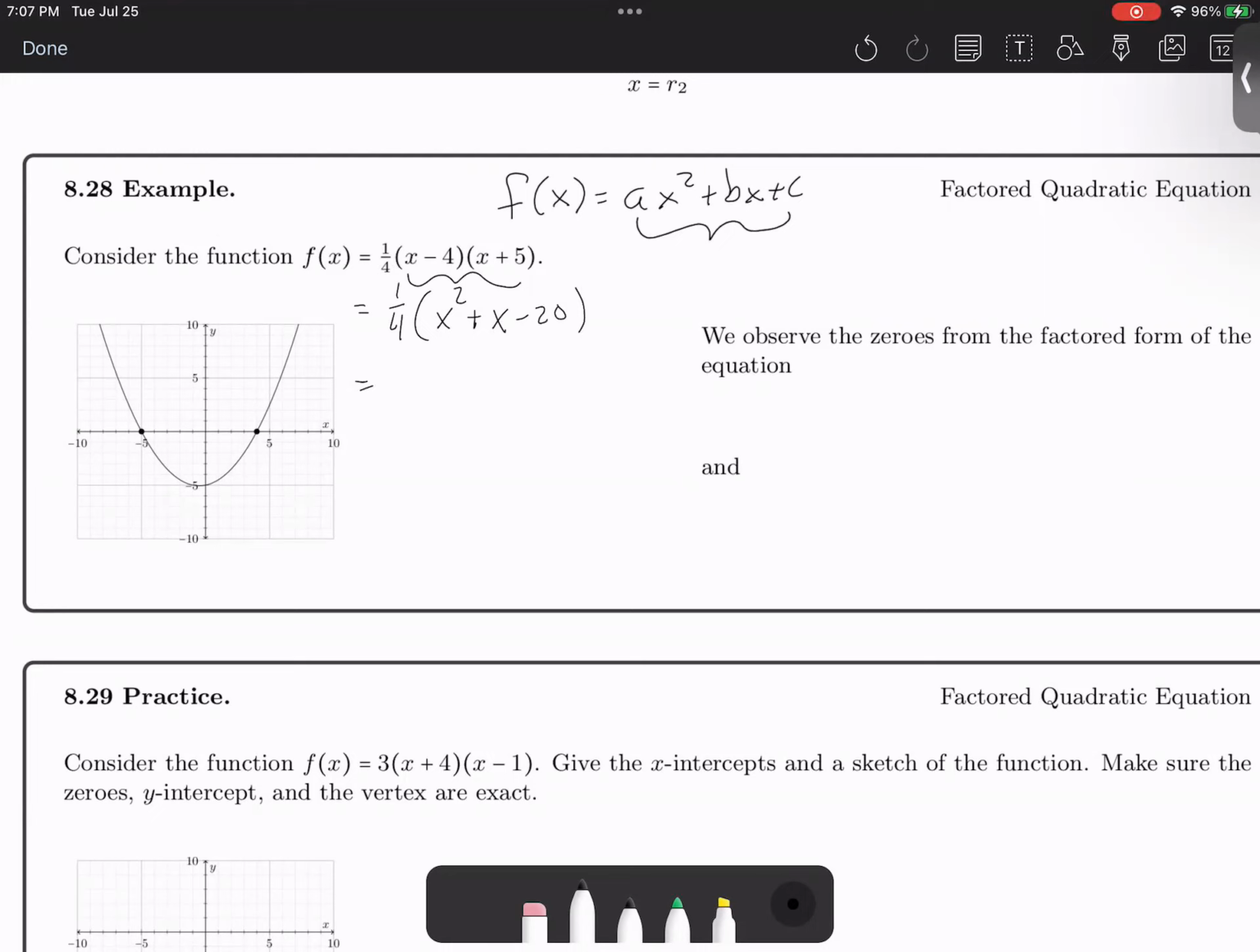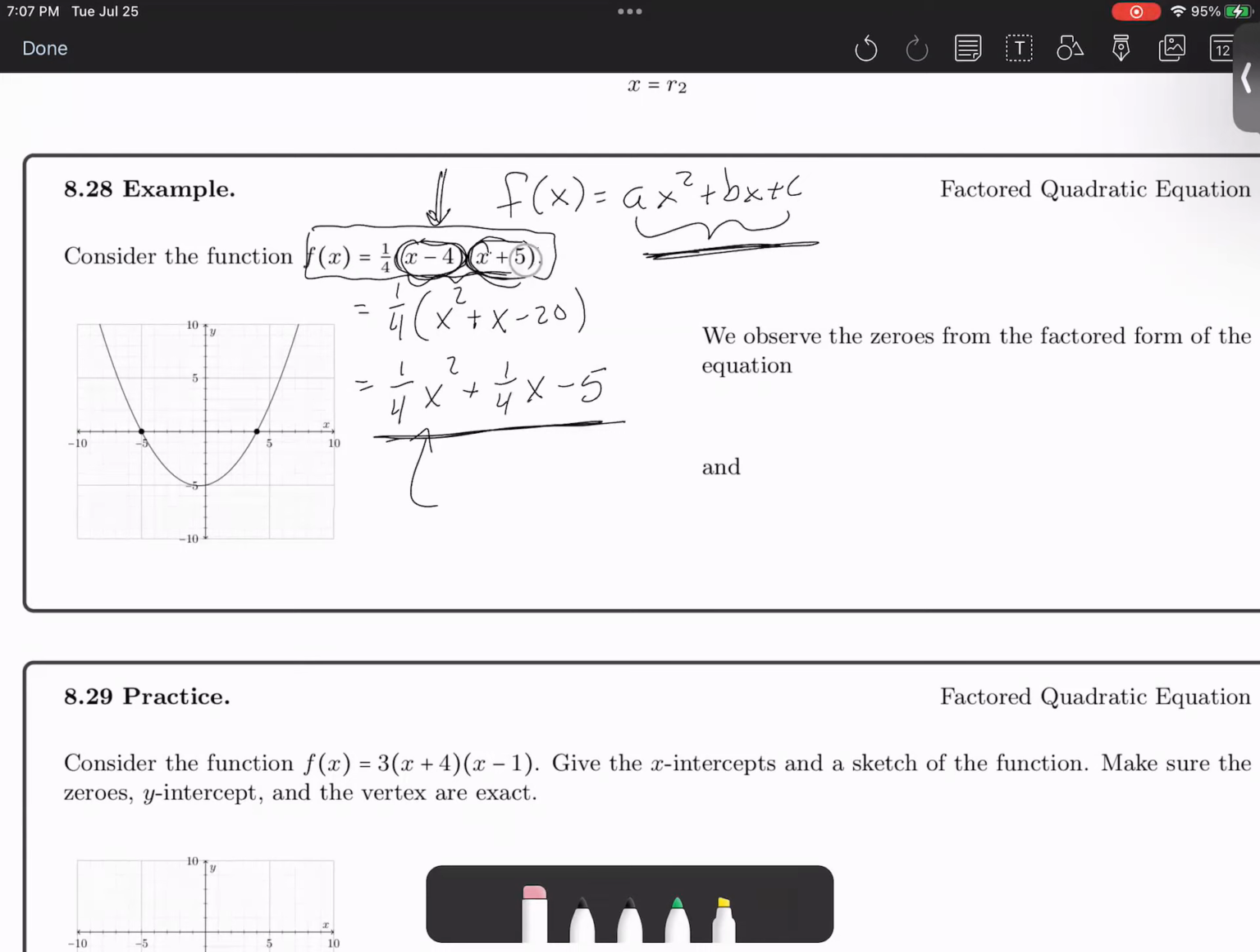And now let's distribute that 1/4 through. So we end up with 1/4 x squared plus 1/4 x minus 5. Now, this looks like ax squared plus bx plus c. So even though it doesn't look like it, this is a quadratic equation because you have two factors of x right there. You've got the x minus 4 and you've got the x plus 5. And when you multiply those two factors together, you end up with an x squared term. So it's a quadratic equation.